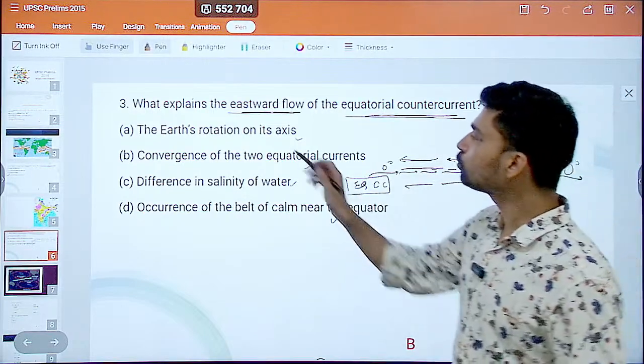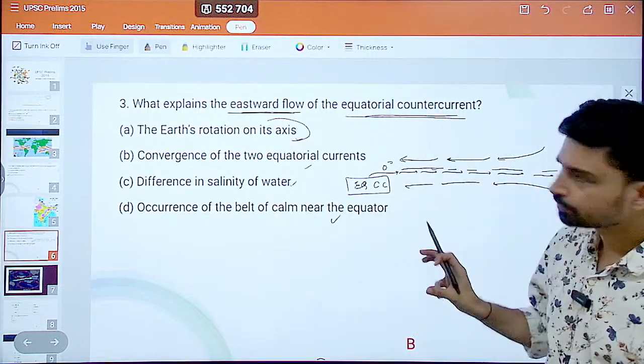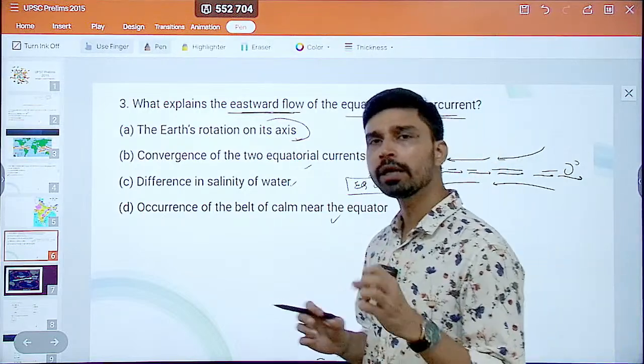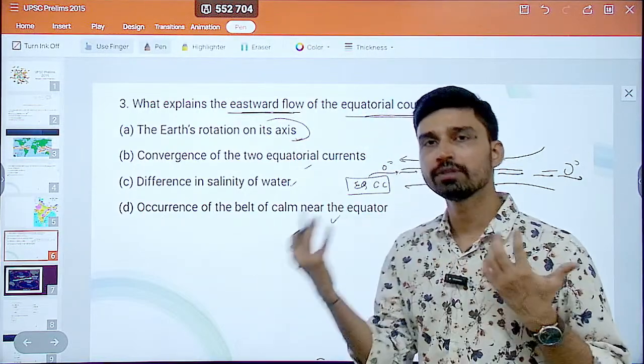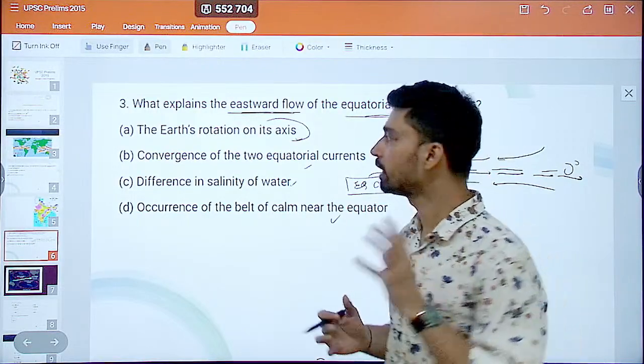Now, the Earth's rotation on its axis does not cause any kind of current as such, because water is part of the Earth itself. So, when the Earth is rotating, the entire thing is rotating along with itself. That means we can consider the water of the ocean also as a part of the Earth system.